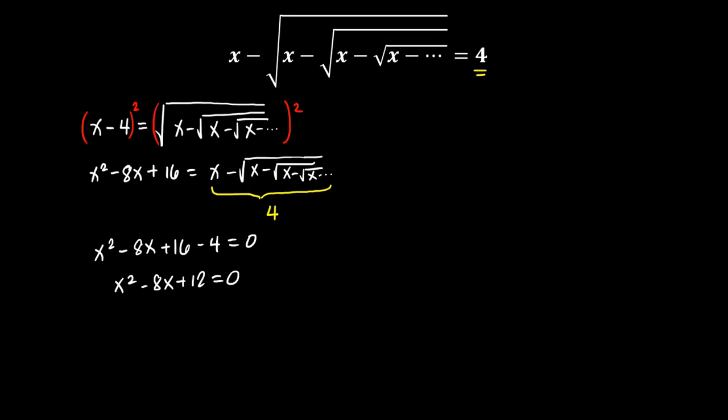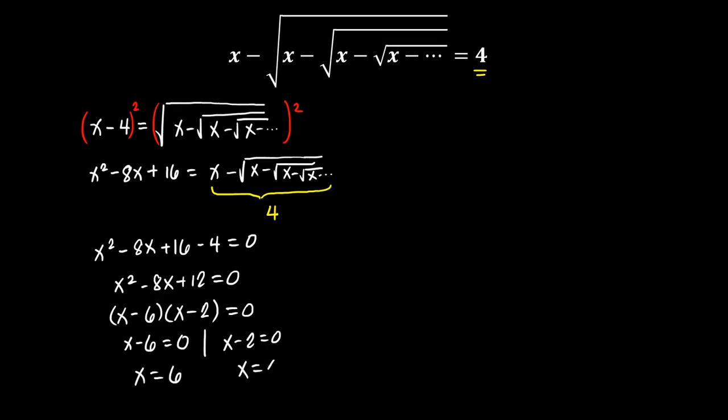And then we try factoring this out. This gives us x minus 6 and x minus 2 is equal to 0. Therefore, with the zero factor theorem, x minus 6 is 0, or x minus 2 is 0. X is either 6 or 2.